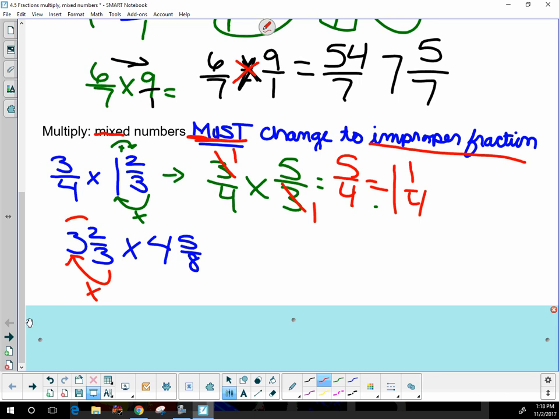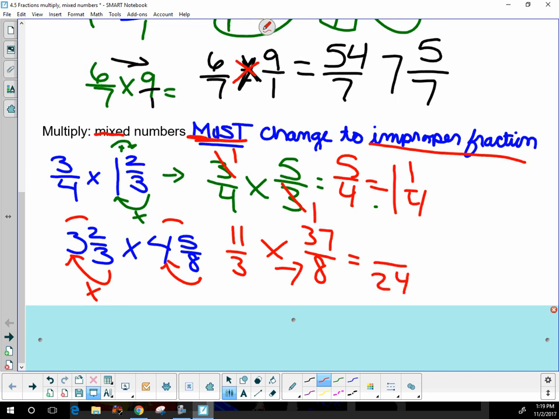That's 9, so I'm going to get 11/3 with my first one times 8 times 4 is 32, so 37/8. Ooh, that's ugly and nothing really cross cancels, does it? Why would I choose this example? Okay, let's give it a shot.